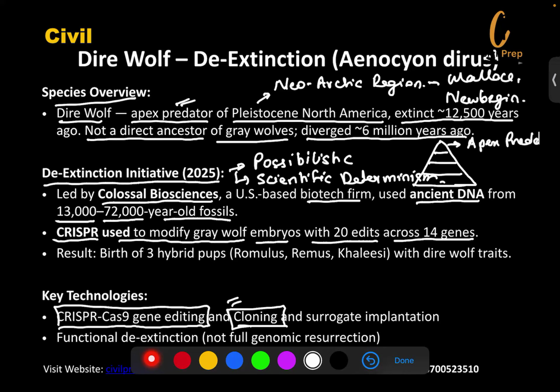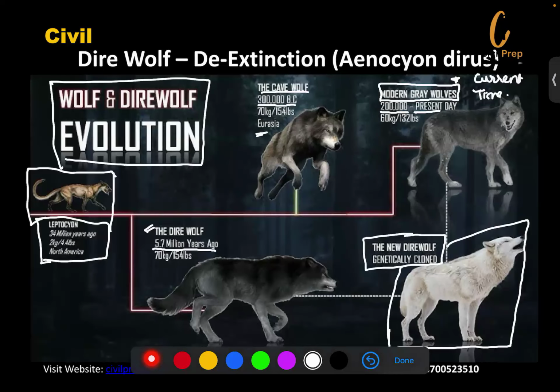Here we'll be seeing that the three hybrid pups, that is Romulus, Remus and Khaleesi, are born with the dire wolf trait. So this is one of the achievements seen in contemporary time. Okay, so we can see here, this is the genetically cloned direwolf.